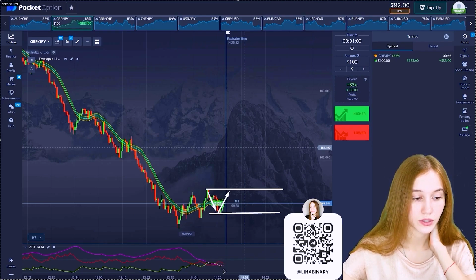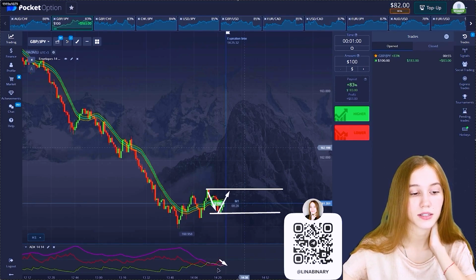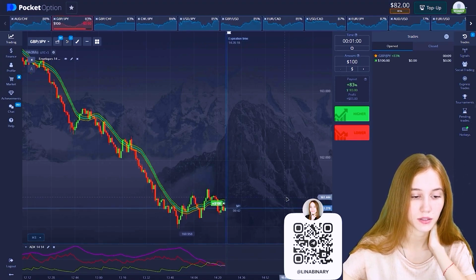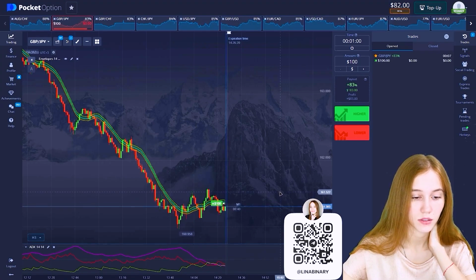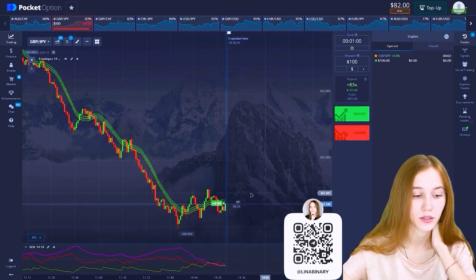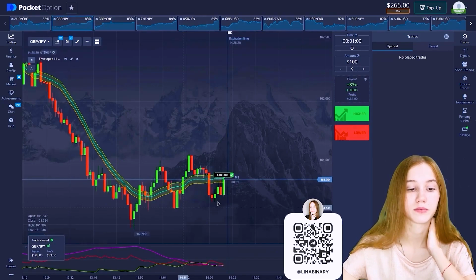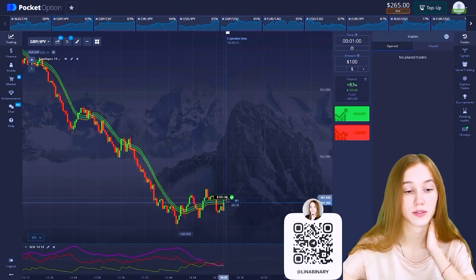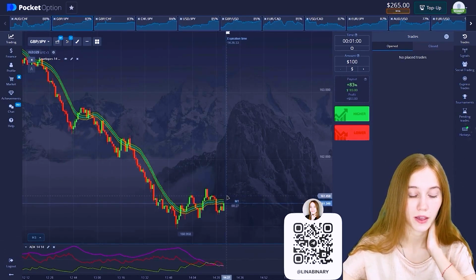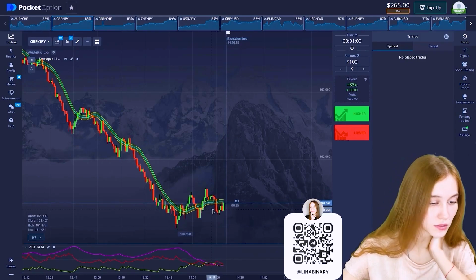We see a trend reversal and 5 seconds left until the end of the deal. We see, good. Our total profit is 183 and the balance is $265. Good. Let's move on to the next concept.